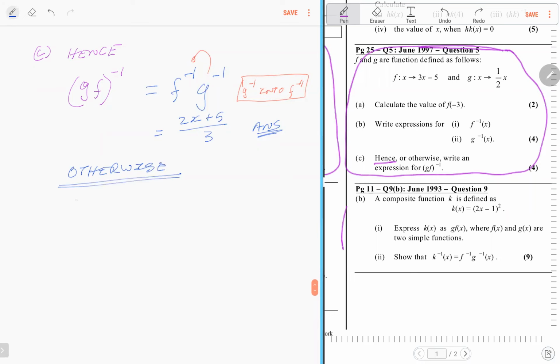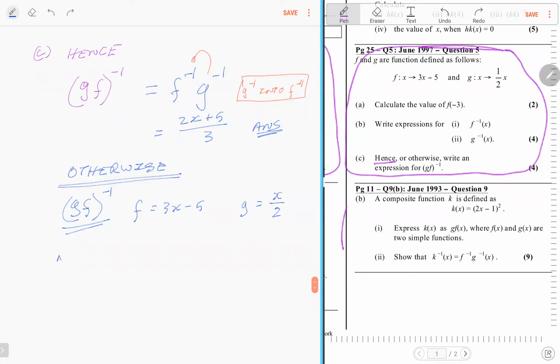Otherwise, we're trying to find (gf)^-1. To find (gf)^-1, we have to find gf first and then inverse it. What was the g and the f again? The f is 3x minus 5, and the g is x over 2. Half x is x over 2, right? So we have to find gf first.